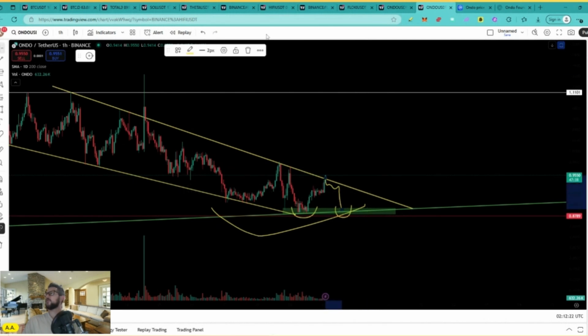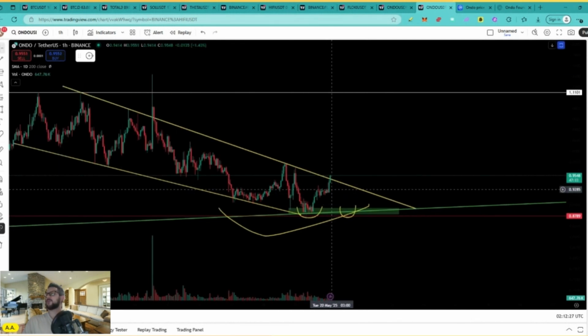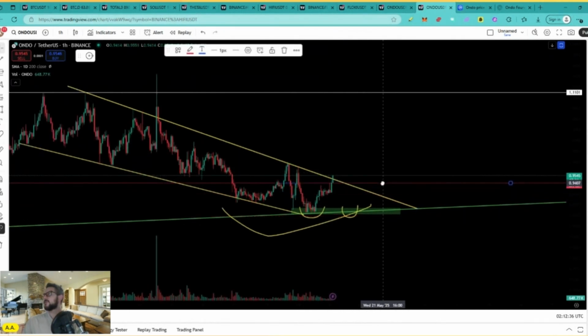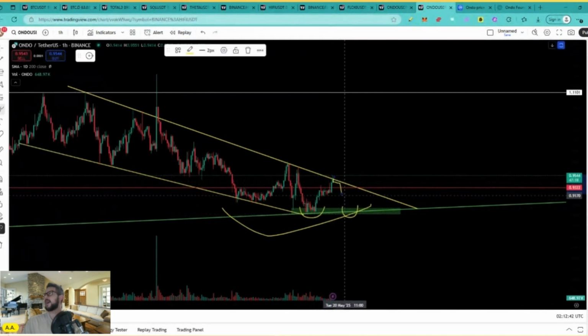Now, for those of you who want to trade this in a more safe manner, buying the break above this pattern, and as you see, ONDO is pumping right now, it's going crazy. Buy the breakout and set up a stop loss right below this resistance trend line just in case we see a fake out and the price action pulls back. So we can take a small loss and wait for more structure again, or move on to the next trade.